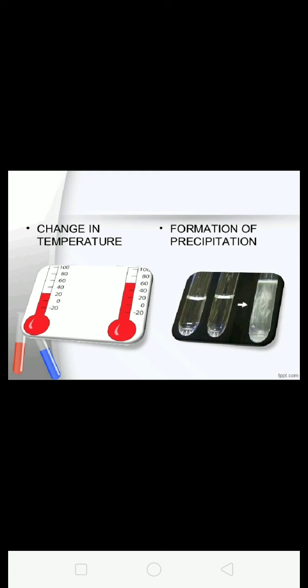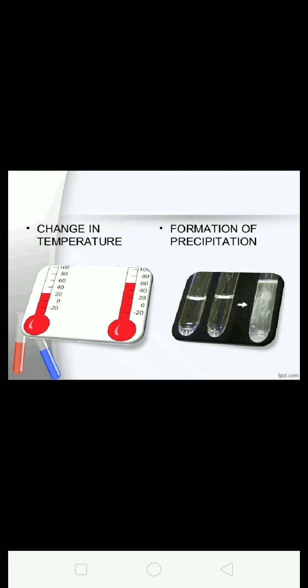Now we can see that in some chemical reactions there may occur a change in temperature. On the basis of this, we will be studying two types of reactions. One is endothermic reaction, another is exothermic reaction. Endothermic reactions are those reactions which occur with the absorption of heat.